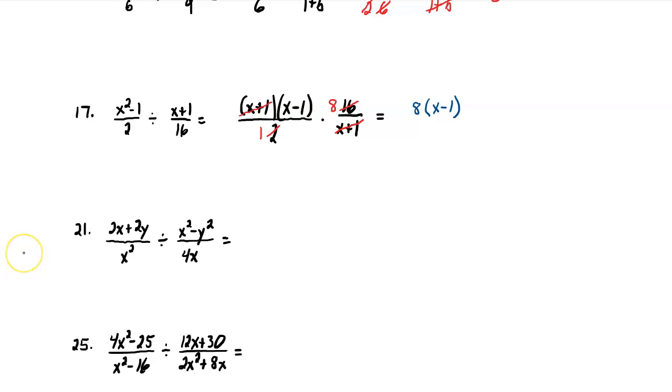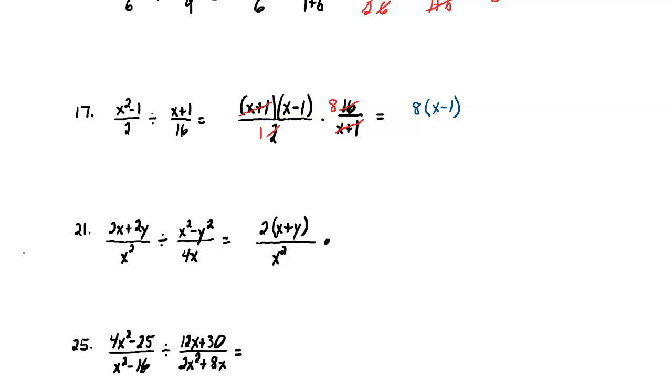All right, number 21 is dividing fractions. I'm going to change it to multiply, and at the same time that I'm doing that, I'm going to also do the factoring. So starting with the top left position, factor out a GCF of 2, leaving x plus y. Now in the bottom, x squared.